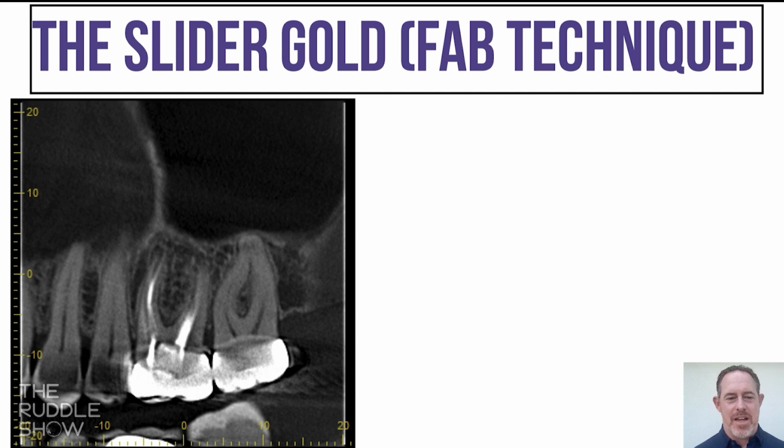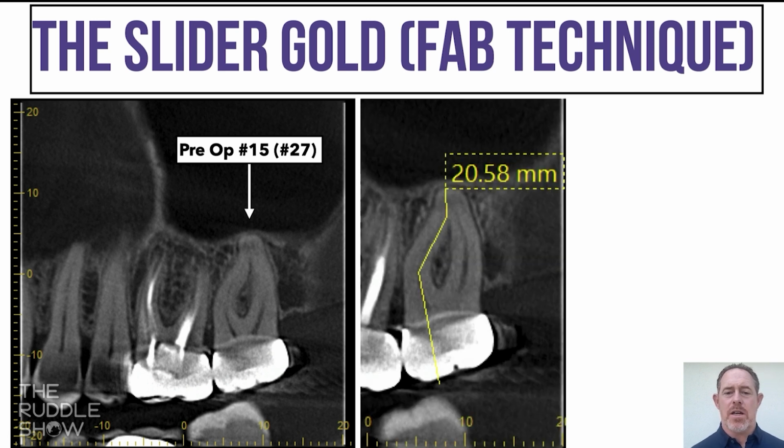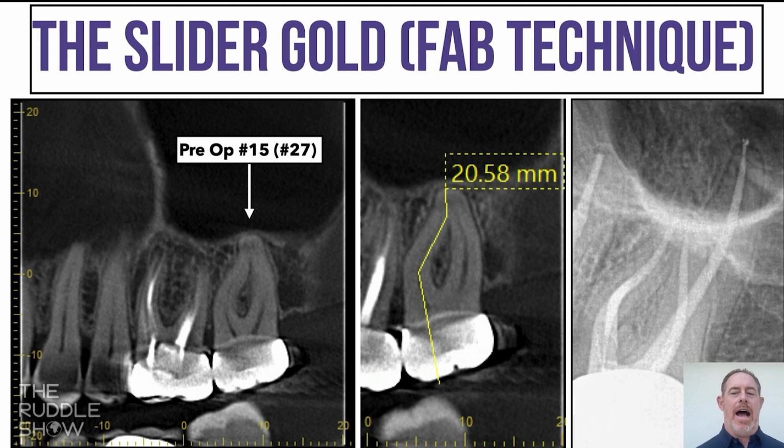And I want to show you an example. Here's tooth number 15, or number 27 in international speak. And you can see the curves on this mesial buccal root. It's got some curves. You can see the estimated working length is about 21. I was able to use the slider gold or the FAB technique. I used my slider, my ProTaper Gold S1, and I followed up with the Wave 1 Gold primary.